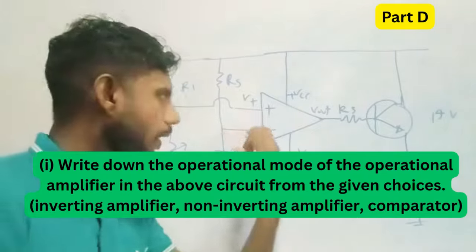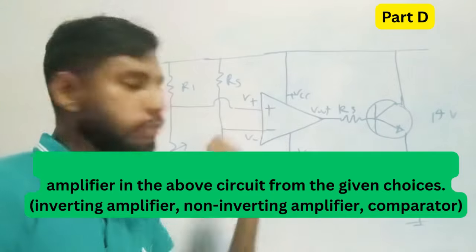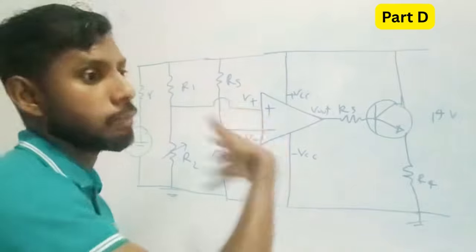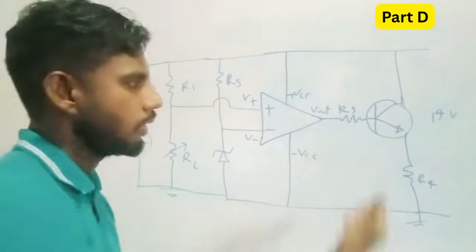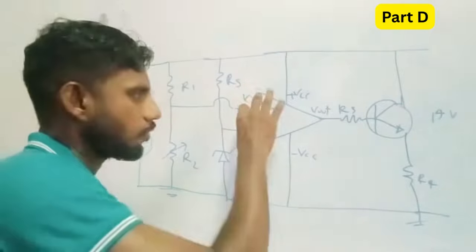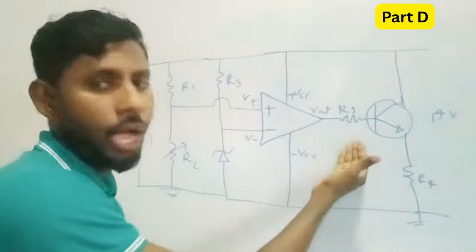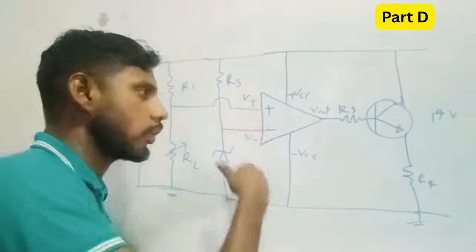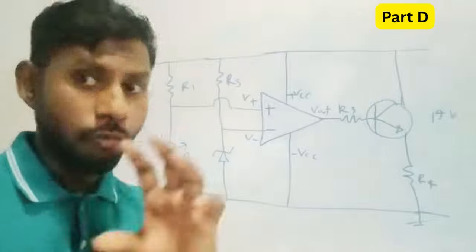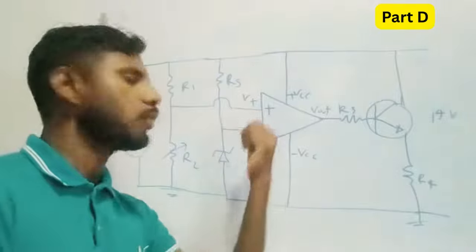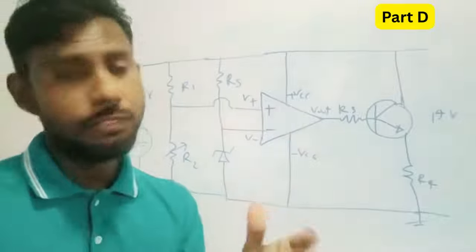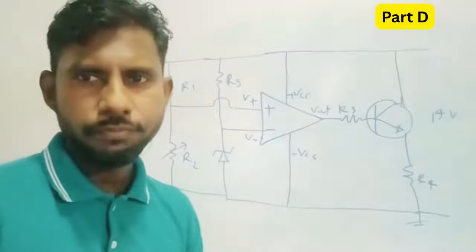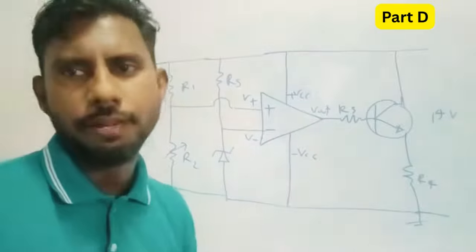If there's a small potential difference between these two terminals, it will be amplified by 10 to the power 5, a very high value, and we get the output value. If the difference is negative, we get a high negative output. If the difference is positive, we get a high positive output. So from that we can find out which one is greater. So it's a comparator. You don't have to write all these things, just write it's a comparator.